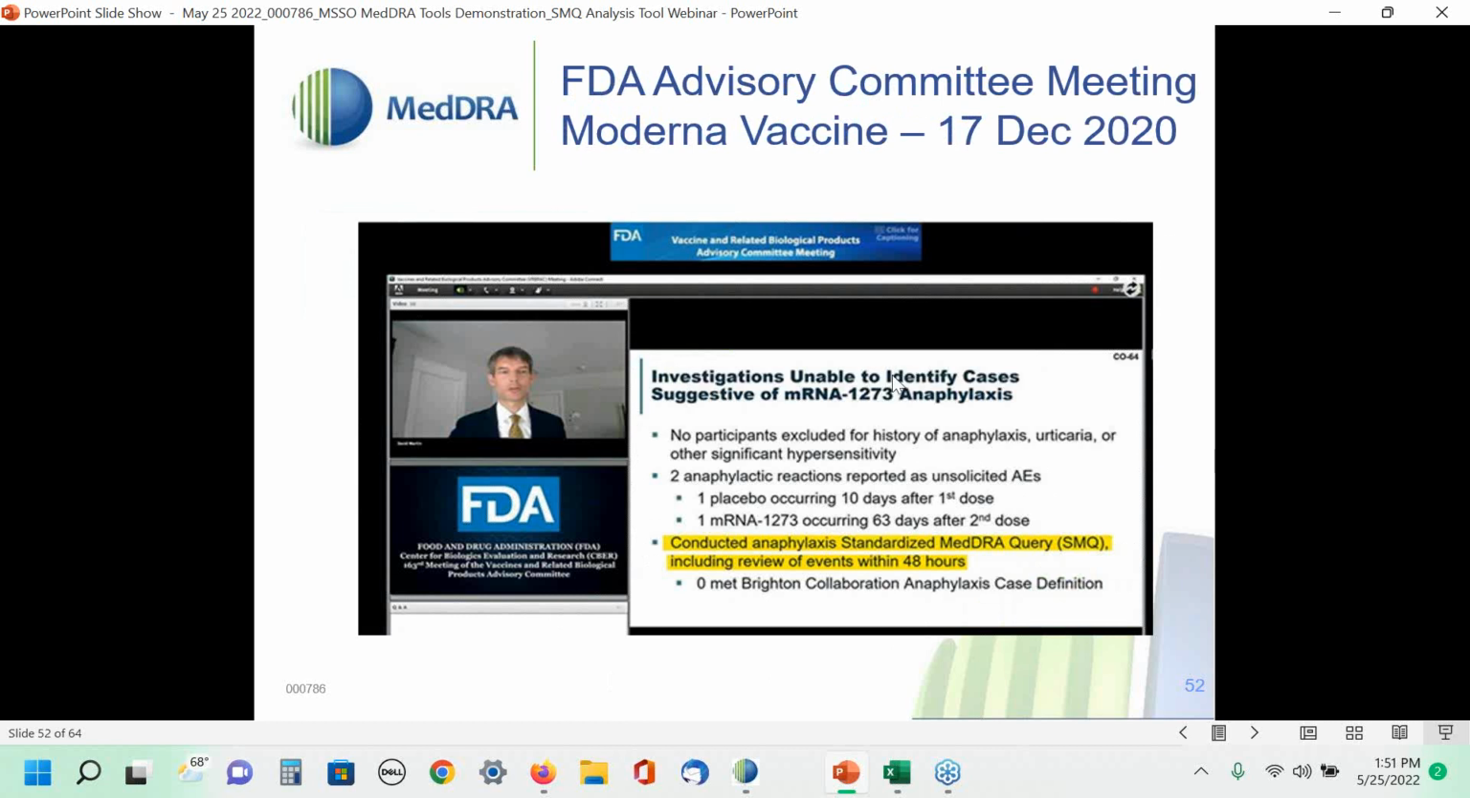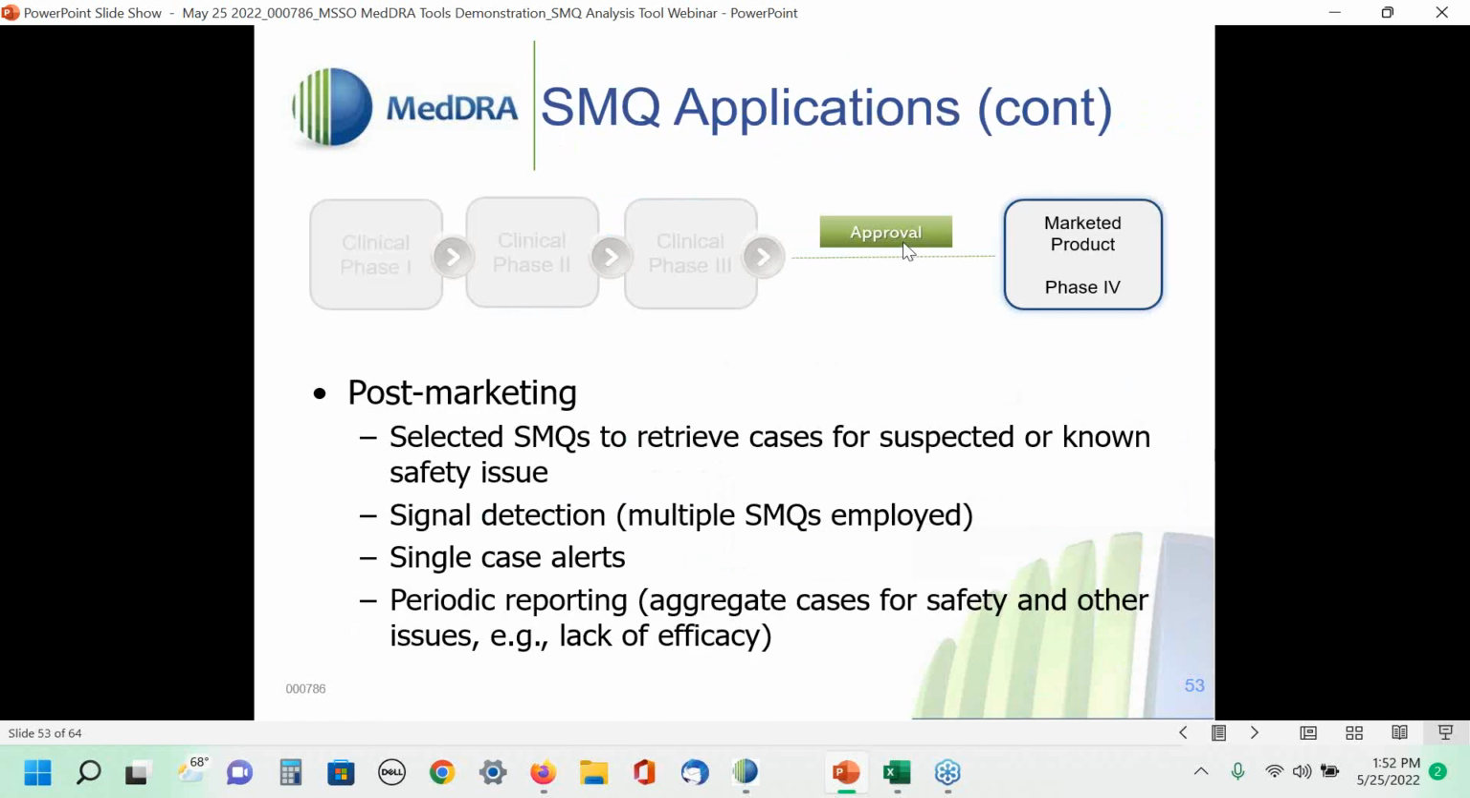This was a situation with COVID-19, in relationship to developing vaccines, where we see that the SMQ for anaphylaxis was used by the Food and Drug Administration in helping with its analysis of COVID-related data. So it does get used in a practical sense in regulatory as well as in industry environments. We also could use it in the post-approval setting, where you have a product that you have marketing authorization for, where you use SMQs to retrieve cases for suspected or known safety issues.